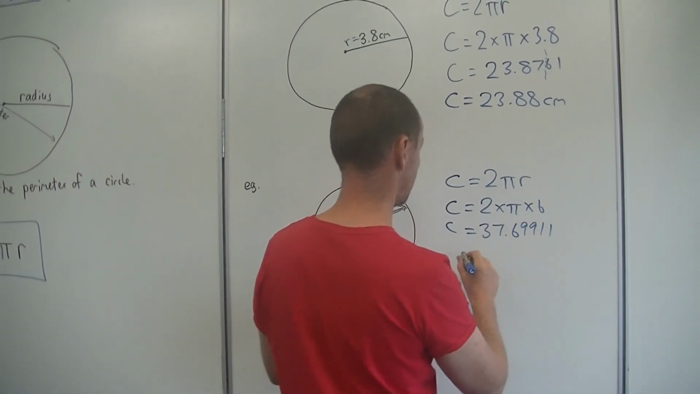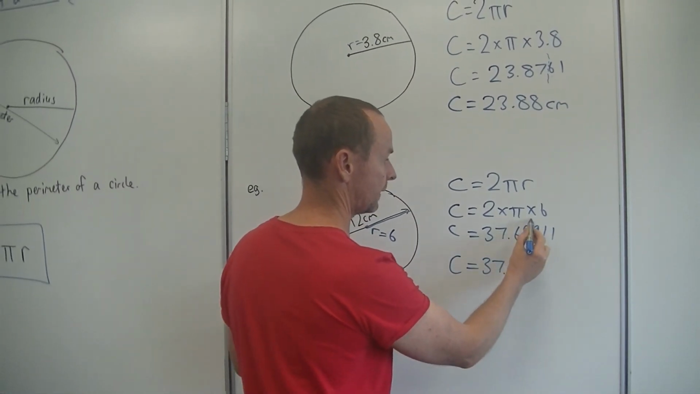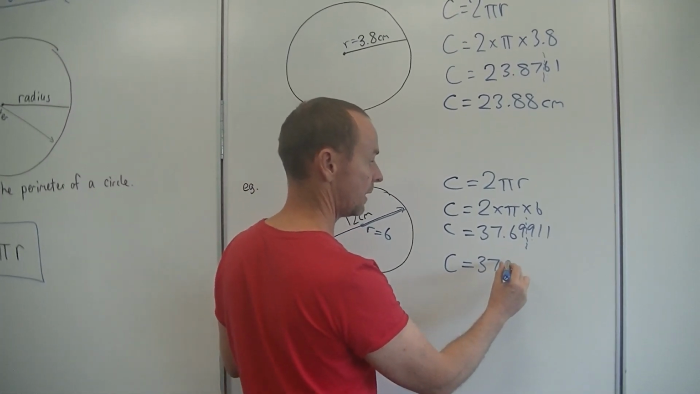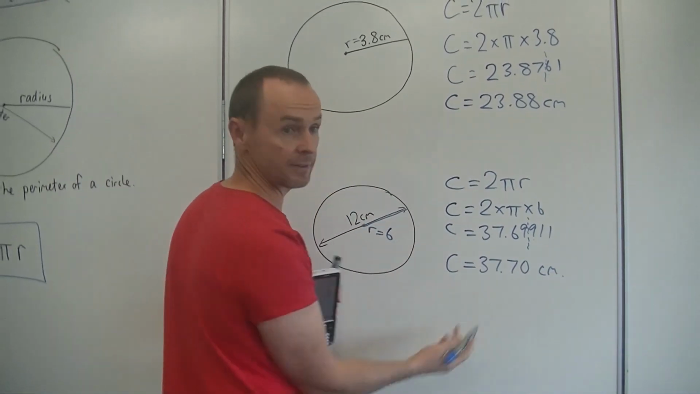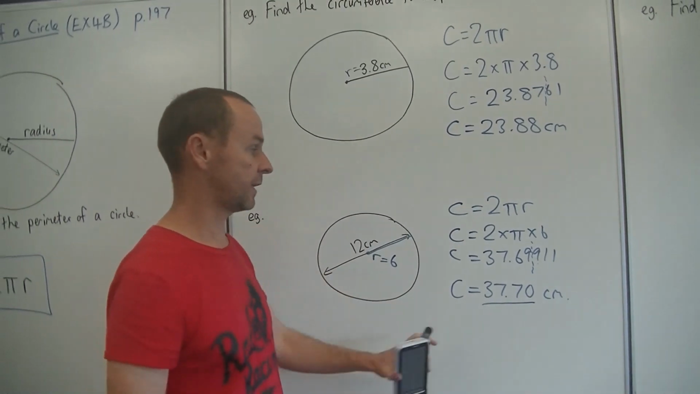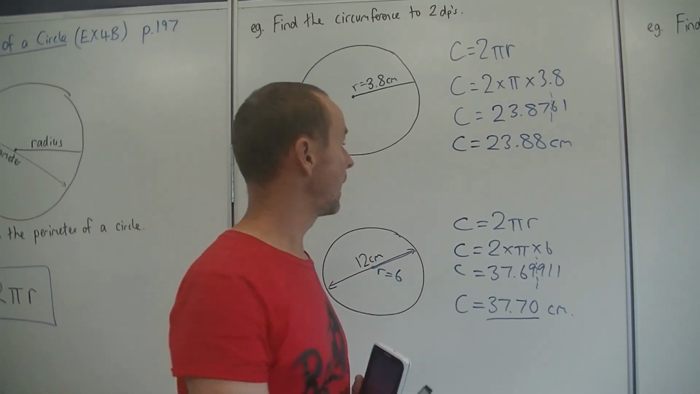37.69911. Round it to 2 decimal places and we get 37 point. Next digit is a 9, so we have to round 0.69 up, so it's 0.70, and it's centimetres. Do you need to have the 0 at the end? Yes, you do, because that is 2 decimal places. If you said 37.7, it's only 1 decimal place, you will lose a mark.